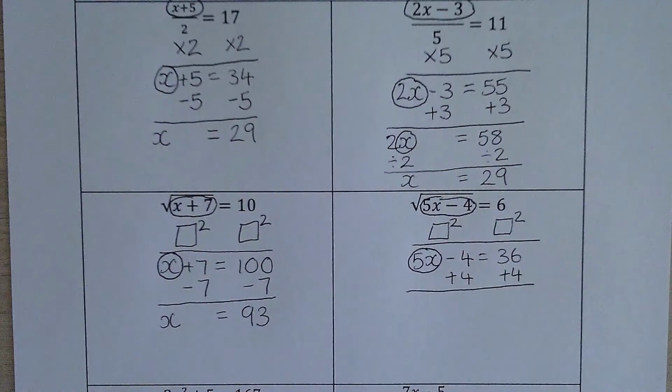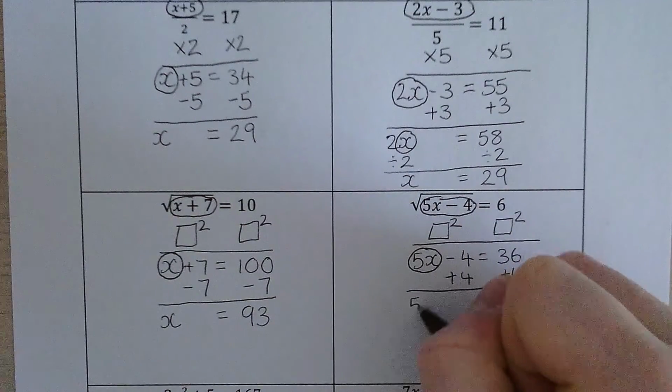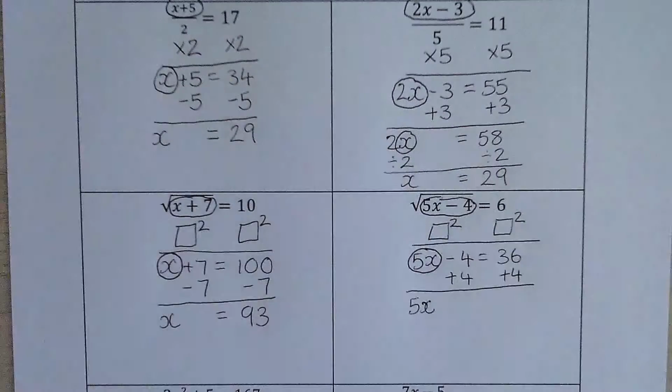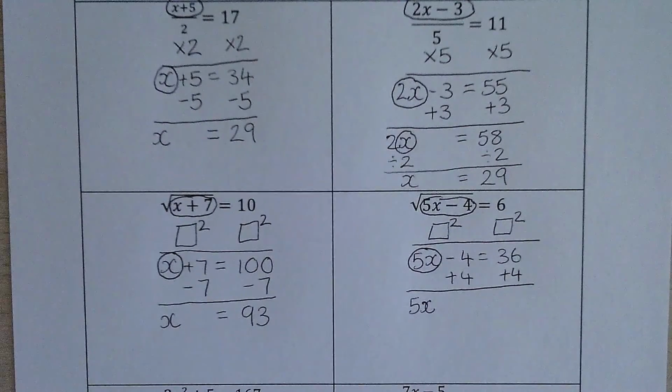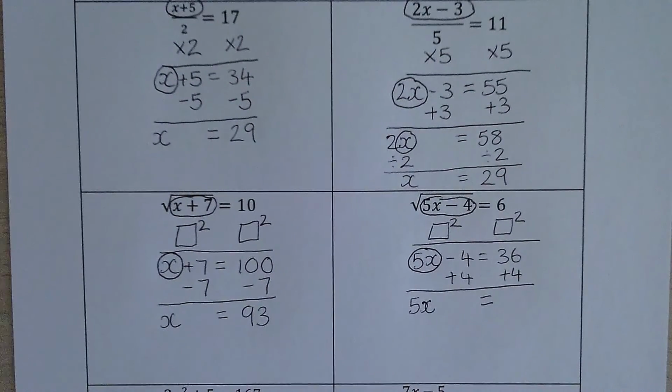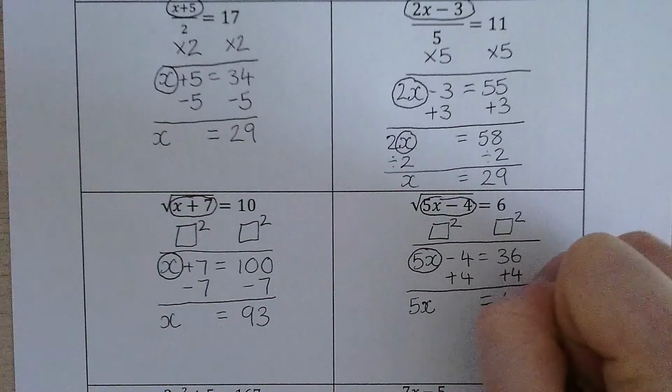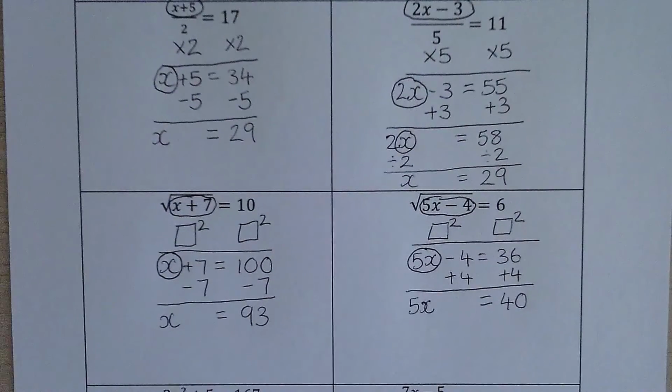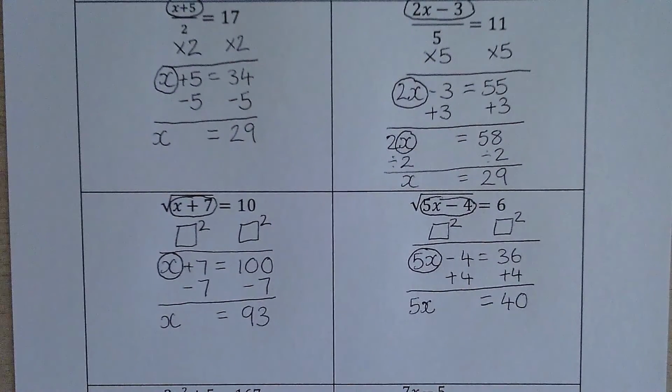So adding 4 to both sides means that the 5x again will just drop down. Minus 4, add 4, cancel each other out. The equal sign drops down, and 36 add 4 equals 40. We've got one more step to go.